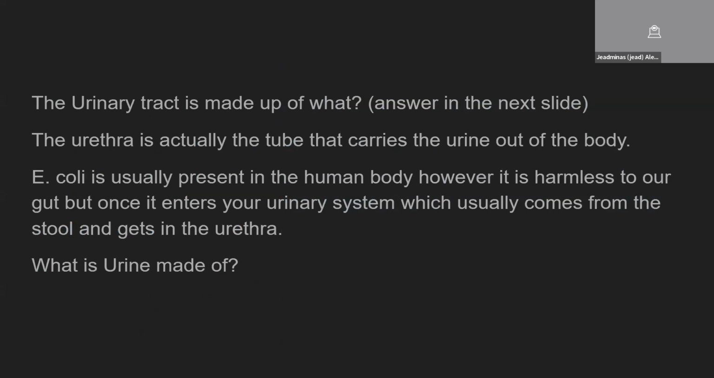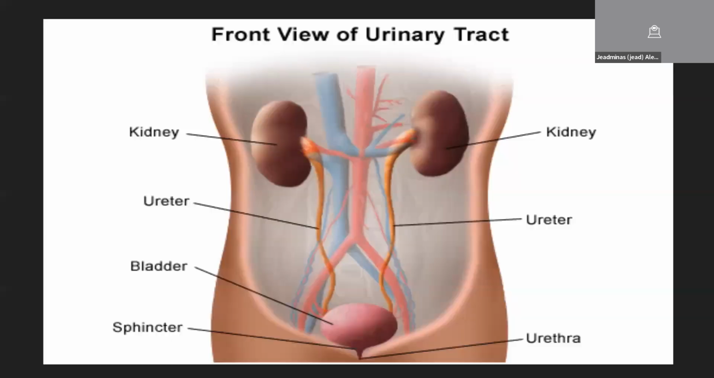What is the urinary tract made of? Right here we have a picture of the urinary tract. So to answer the question, the urinary tract is made up of your kidneys, your ureters, the bladder, and the urethra.